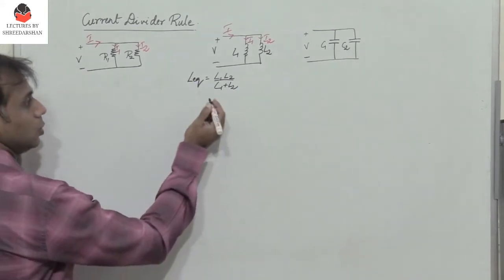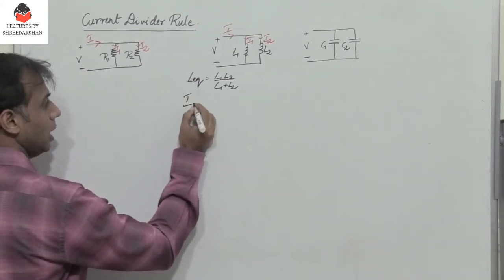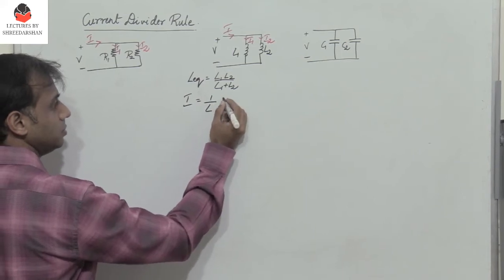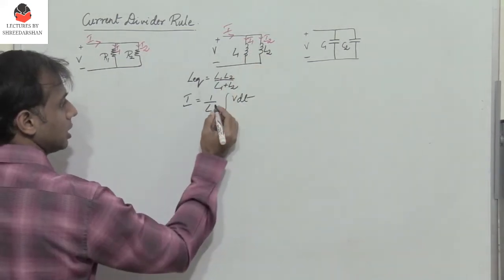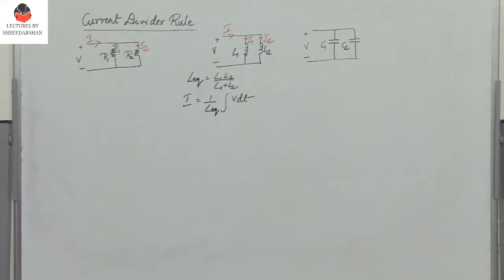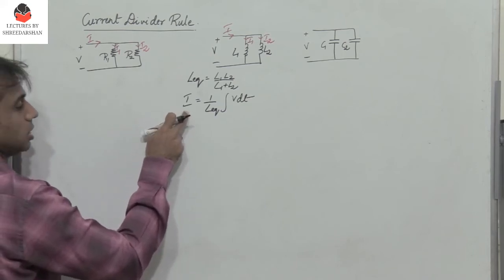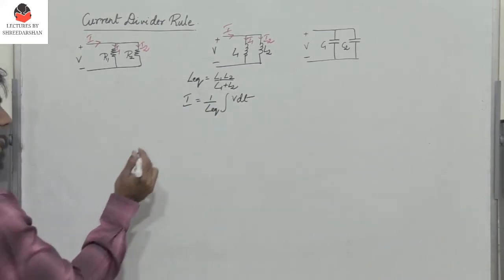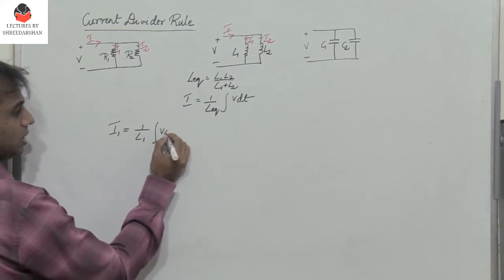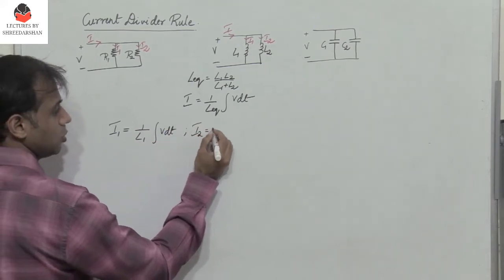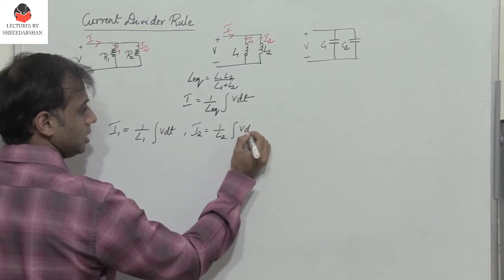Now what is the current flowing through the inductor? I is 1 by L integral V dt. So the current flowing through the inductor is 1 by L integral V dt. Therefore, for the equivalent inductance, it is 1 by L equivalent integral V dt. Now we know that I is equal to I1 plus I2. So what is I1? I1 is 1 by L1 integral V dt, and I2 equals 1 by L2 integral V dt.